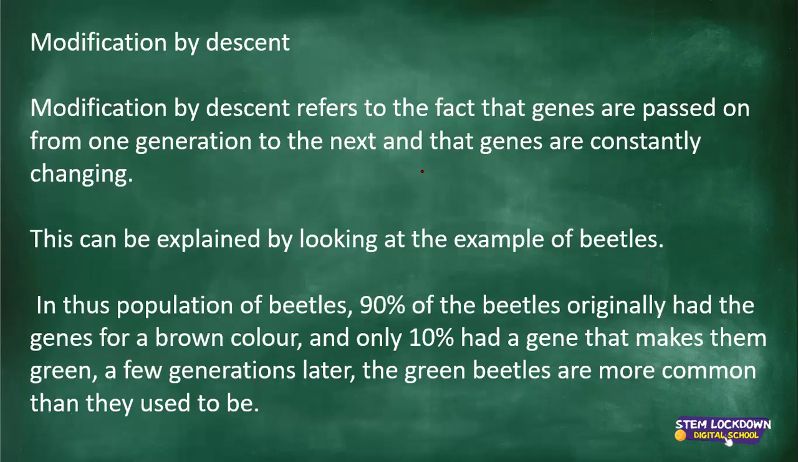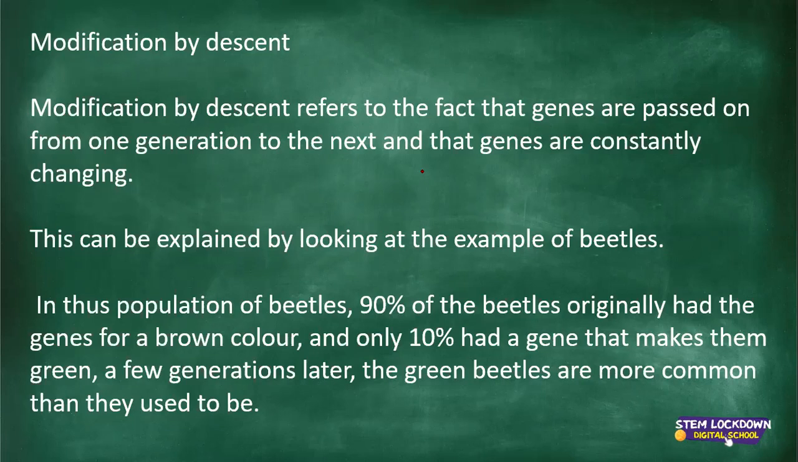And then modification by descent. Modification by descent refers to the fact that genes are passed on from one generation to the next, and that genes are constantly changing. So that's what we mean by modification by descent. We know for a fact that genes are passed on from one generation to the next. I mean, parents pass on their genes to their offspring. That is a given fact. That's what we know. And then what happens then?